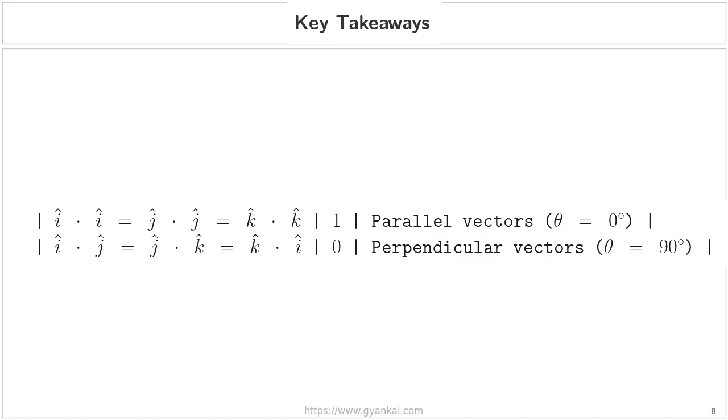Next, let's look at the second row, which covers the cases where the vectors are different. When you calculate the dot product of any two different axes, such as i.j, j.k, or k.i, the result is always 0. This happens because these standard unit vectors are perpendicular to each other, meaning the angle theta is 90 degrees and the cosine of 90 degrees is 0.